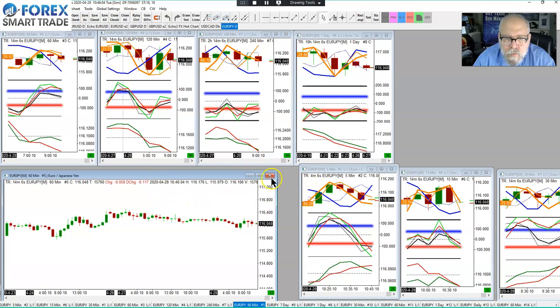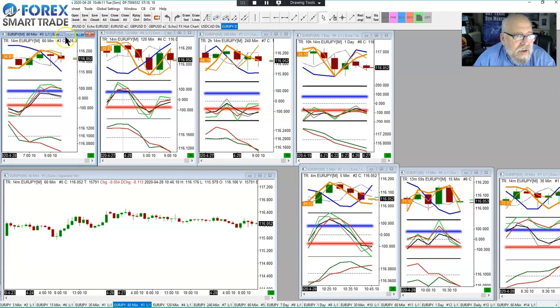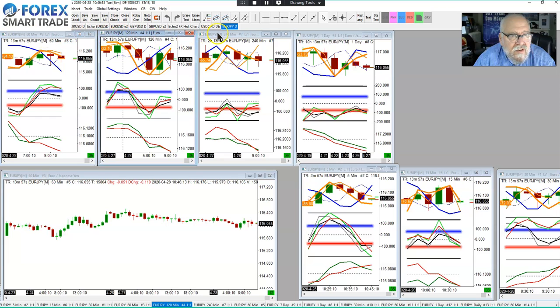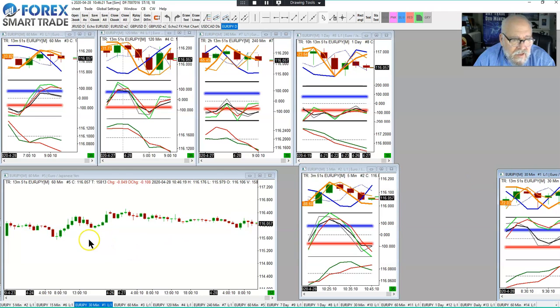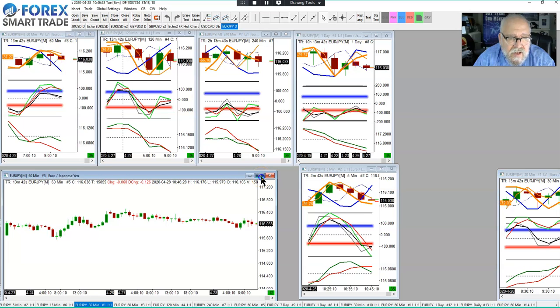I don't have this arranged the way I like, but we'll deal with it. Here's a 60-minute chart. Here's a 120. Here's a 240. Here's a day. Over here's a 5-minute chart, 15, and a 30. I don't usually use the 15 anymore. And here is a clean chart just showing the candles.